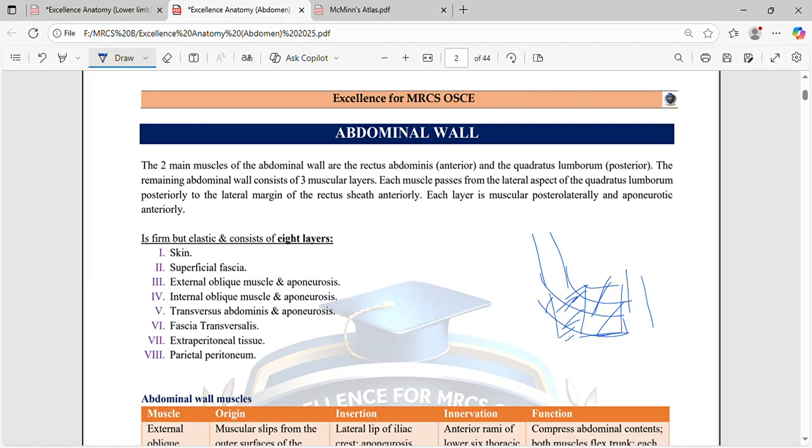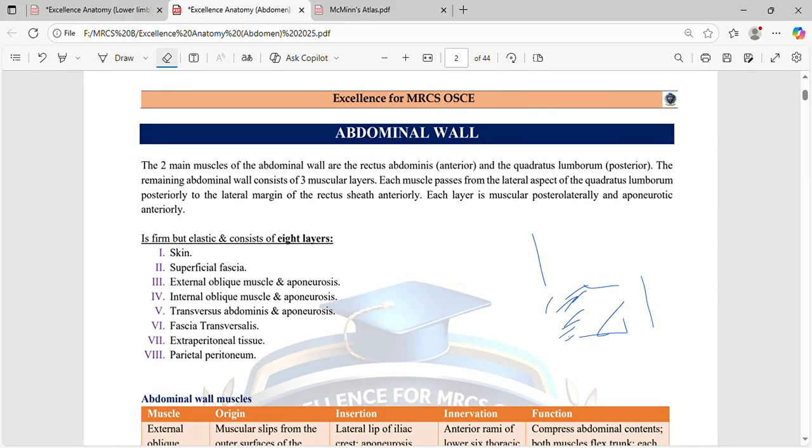The anterior abdominal wall is firm but elastic and consists of 8 layers. So we have skin, superficial fascia, external oblique muscle and aponeurosis, internal oblique muscle and aponeurosis, transversus abdominis and aponeurosis, fascia transversalis, extraperitoneal tissue or extraperitoneal fat, and then we have the peritoneum. Okay, so this is the whole anterior abdominal wall.